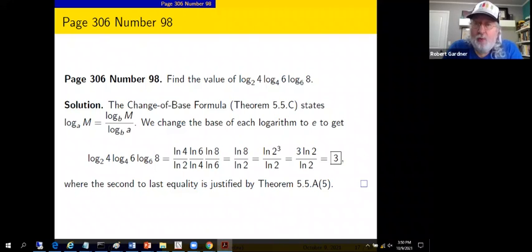So it was, in some sense, a bit of a trick using the change of base formula. You can't lose by writing things in terms of natural log functions.